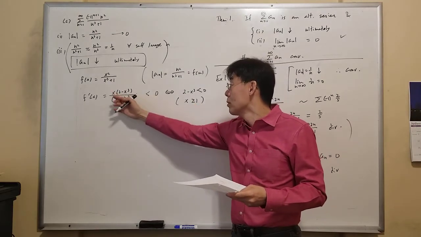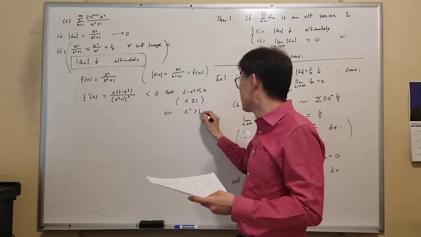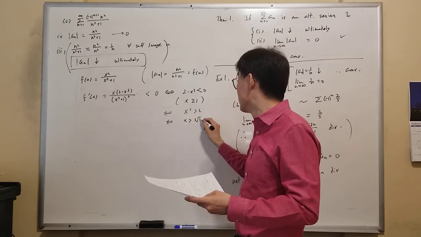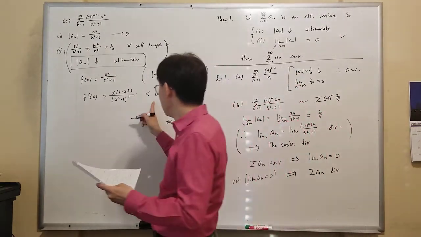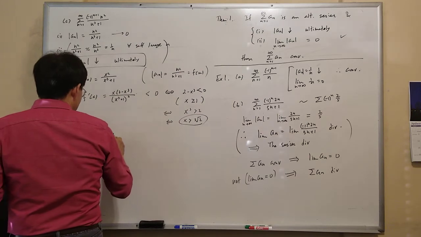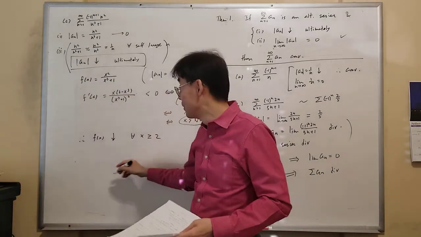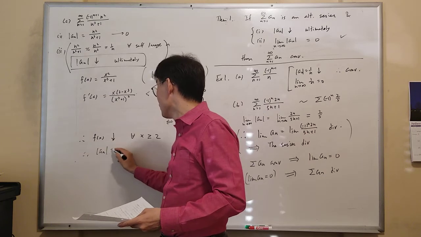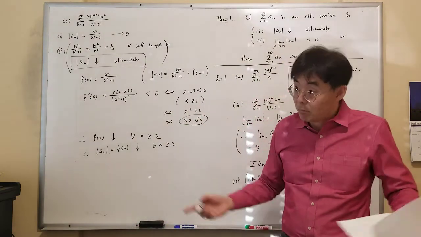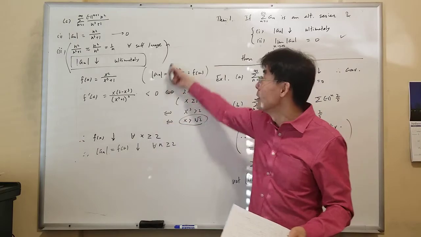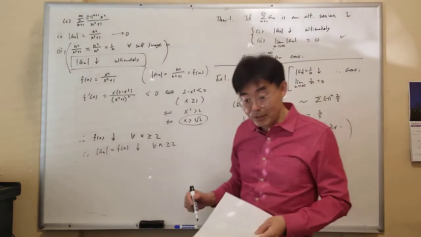For x greater than or equal to 1, this has got to be negative, which means x cubed is greater than 2. So as long as x is greater than the cube root of 2, which is about 1 point something, this is decreasing. Therefore, the graph of f(x) is decreasing for all x greater than the cube root of 2, so at least greater than 2. That's why the absolute value of an, which is f of n, is decreasing, at least starting from 2, ultimately decreasing. Because of that, this alternating series satisfies these two conditions. So that's why it is convergent. Okay?